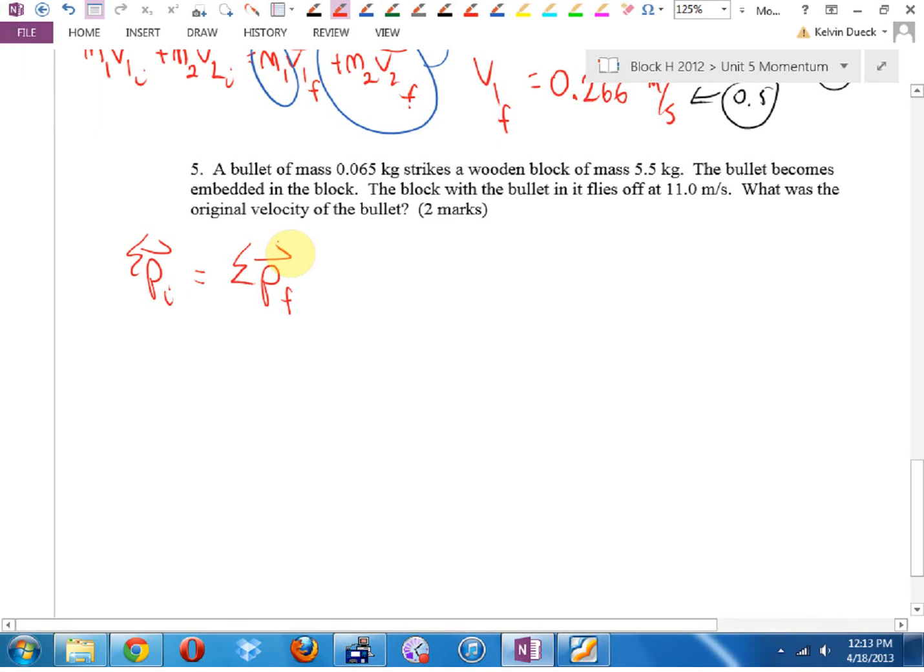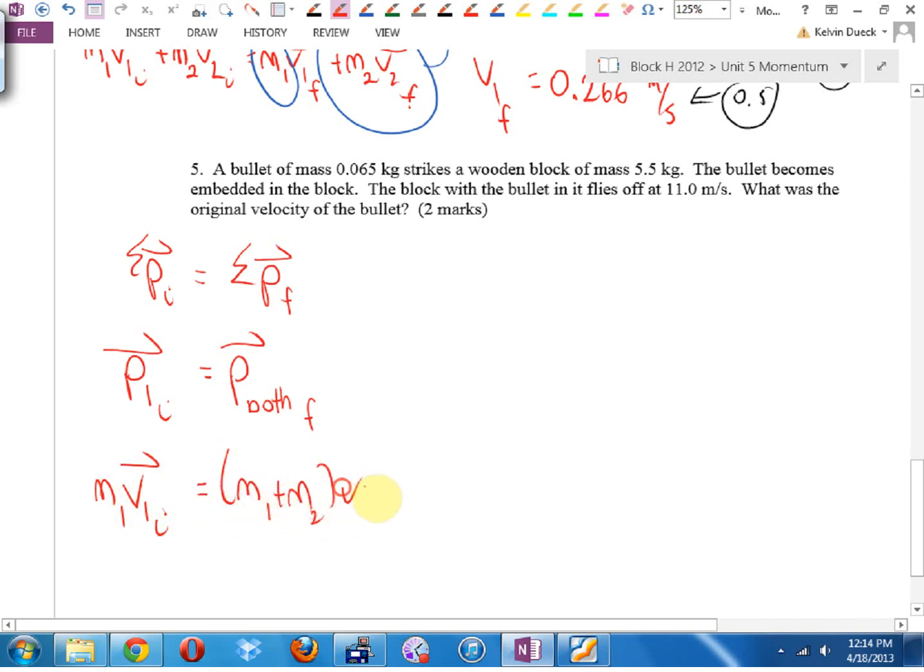Before the collision, what's moving? Mass 1, mass 2, or both? Mass 1. So it's going to be momentum 1 initial. Wham, they collide. After the collision, what's moving? Mass 1, mass 2, or both, my friend? Stuck together or separate? Stuck together. There you go. Momentum of both, final. Momentum is going to be mass 1 V1 initial. That's momentum 1 initial. And this is going to be mass 1 plus mass 2 V final.